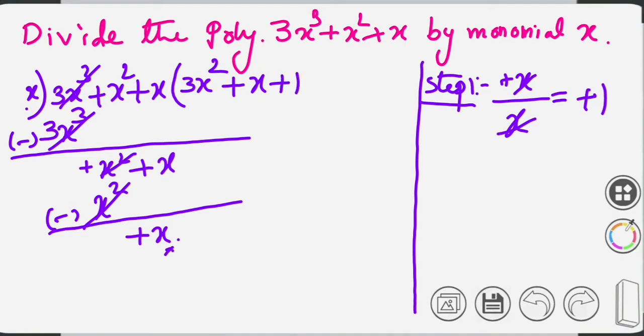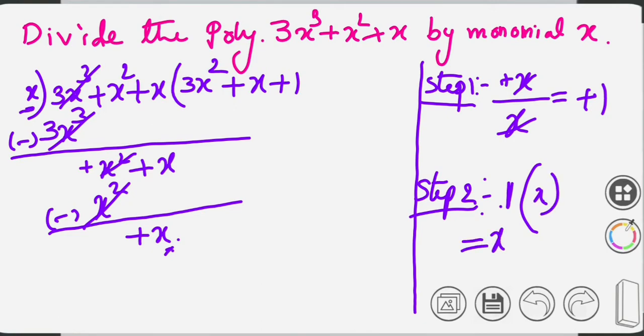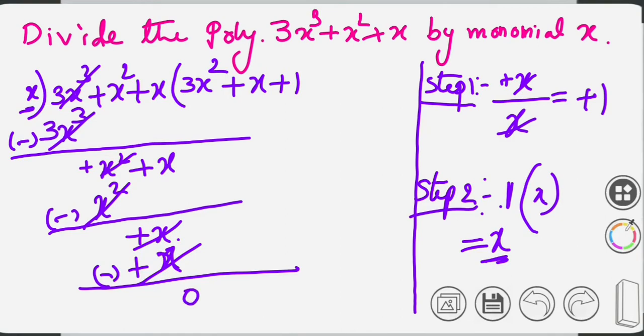And in step 2, you have to multiply this plus 1 and the divisor x. Then 1 into x you will get x. That polynomial you have to write here. While subtracting, we know that we change the symbol, so plus x minus x will get cancelled. Exactly, the remainder is 0. Therefore, when the remainder is 0, this is called a factor. So like this you have to do the division.